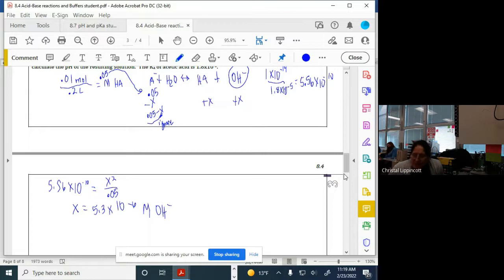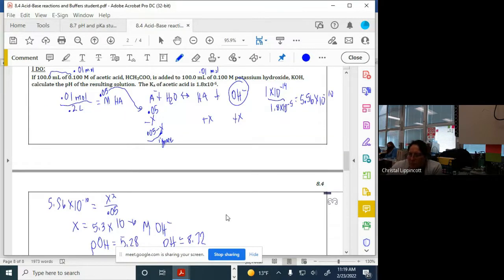So then I need to take the negative log of this. When I do that, it gives me the pOH. My pOH then is 5.28. And that makes my pH 8.72. Okay? And does that make sense? We're taking a weak acid with a strong base, our pH at that point should be above 7. Right. We're at the equivalence point because we're equal moles of each. So we know it should be above 7.